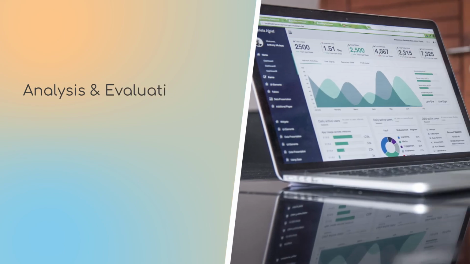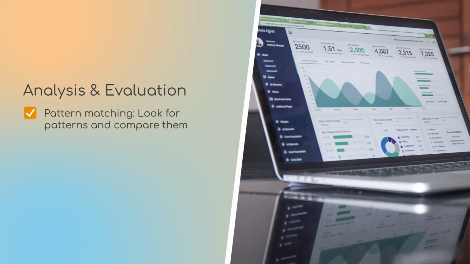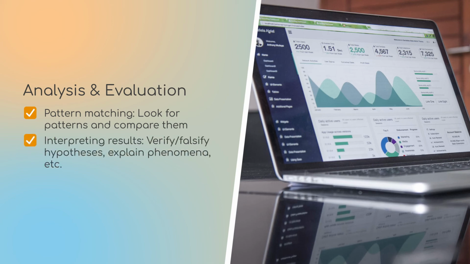The final step is to analyze and evaluate the case on the basis of the data collected. Even though there is no standard procedure for this, some evaluation techniques have proven effective. The analysis usually starts with pattern matching. This strategy involves identifying common patterns in your data material and comparing them with each other in order to derive new insights on this basis. You then interpret the results with reference to your research question.